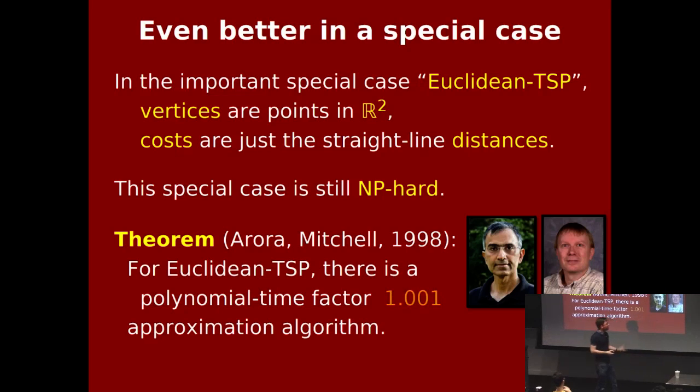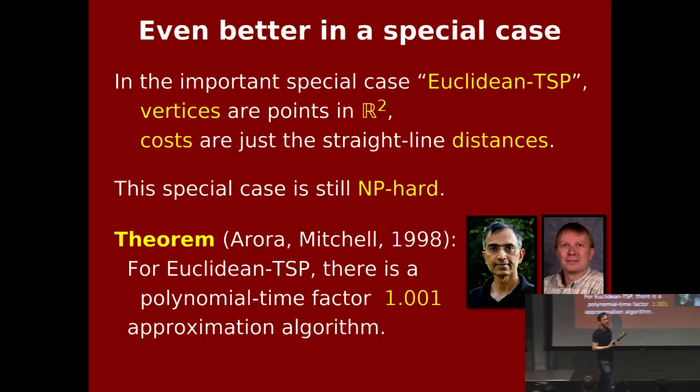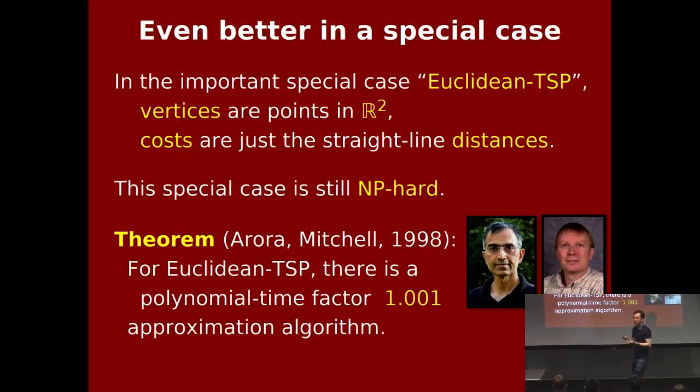Although they didn't stop. I mean, it's also factor 1.001. So it's like they have a polynomial time algorithm that's at most 1/10 of 1% worse than the optimal solution. So even though it's NP-hard, basically it's not NP-hard. I mean, you can get almost the optimal solution in polynomial time. It's actually even this one, a 1.0001 approximation algorithm.